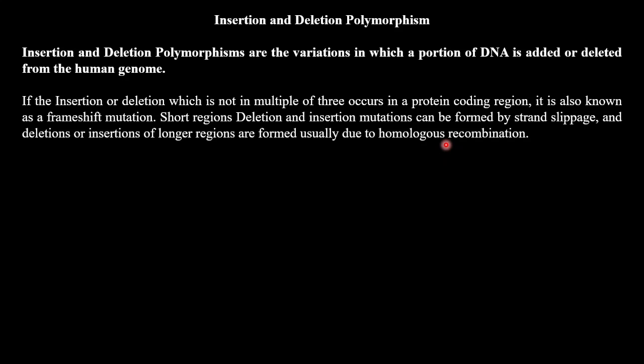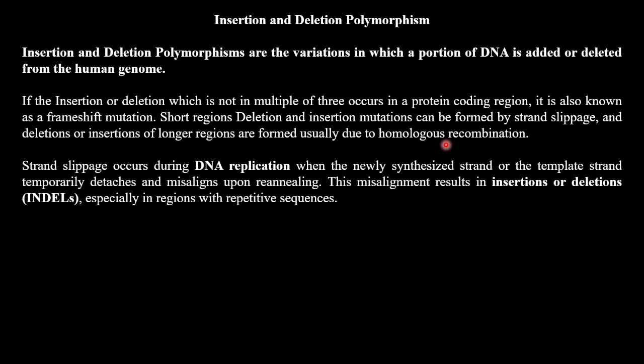Strand slippage I already discussed. Strand slippage occurs during DNA replication when a newly synthesized strand or the template strand temporarily detaches and misaligns upon reannealing. So if there is a strand slippage in the template strand, then DNA polymerase will not recognize that particular sequence in the loop region, and therefore there will be a deletion. If it is in the newly synthesized strand, there will be the insertion. So this misalignment results in insertions and deletions, especially in the regions with repetitive sequences.